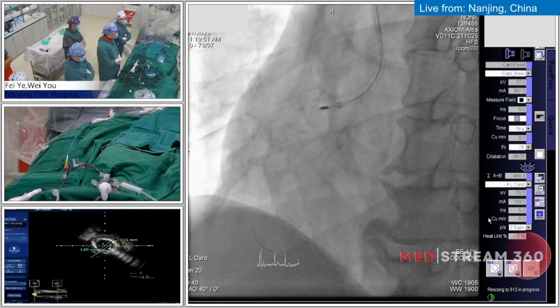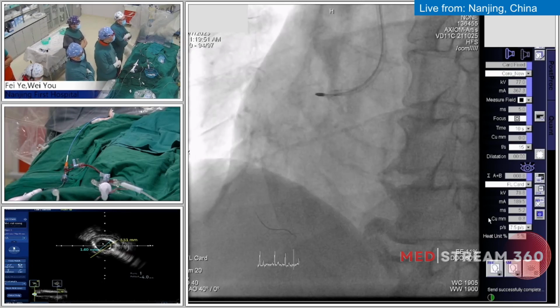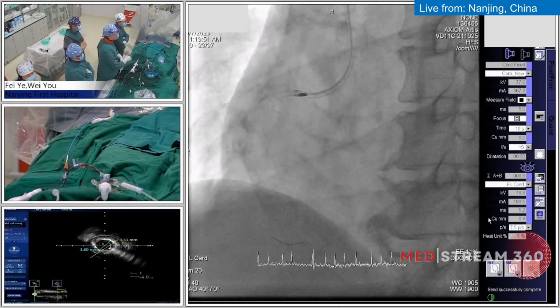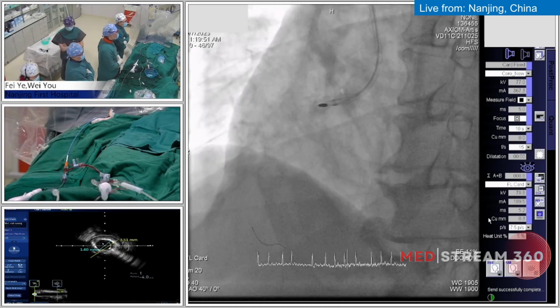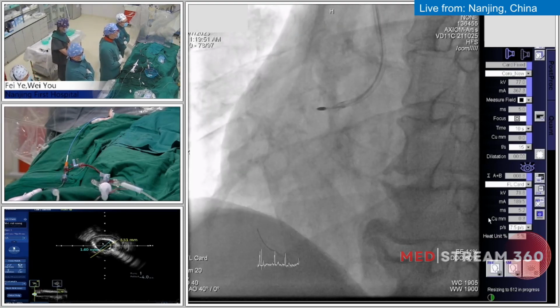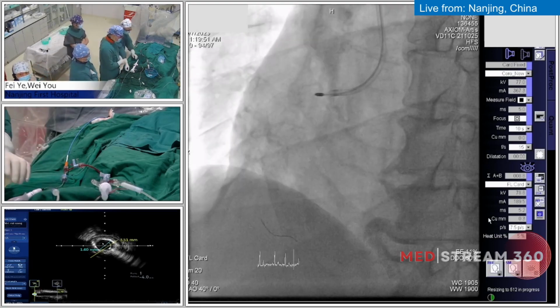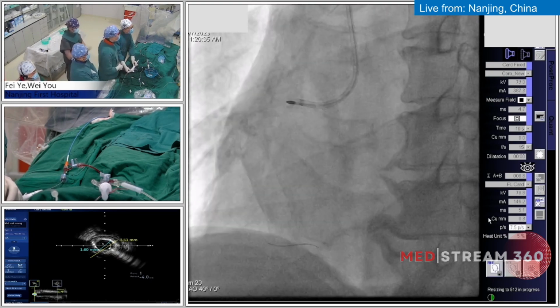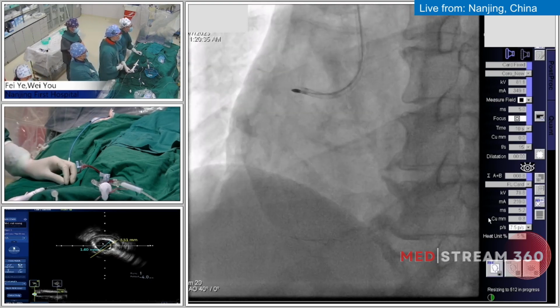So, Chief, you can see a bit of movement. Yes, we can see the rota burr move a little distally. Just because of severe calcification, maybe over 270 degrees, the calcification was very diffuse. So we can perform the rota several times.